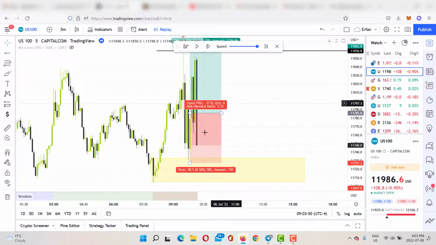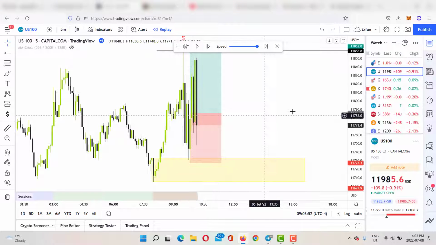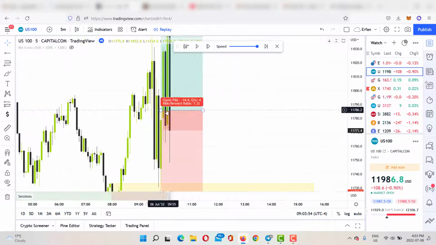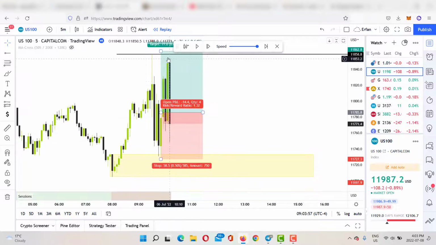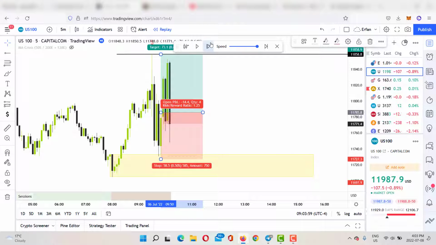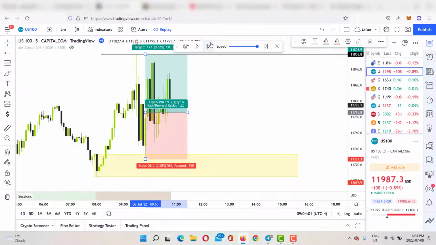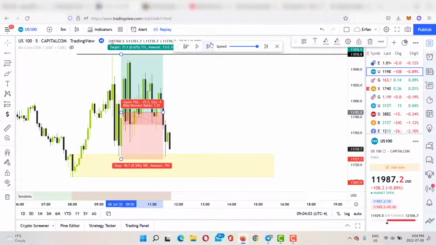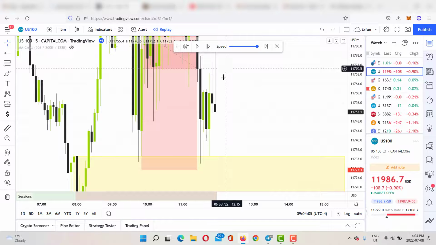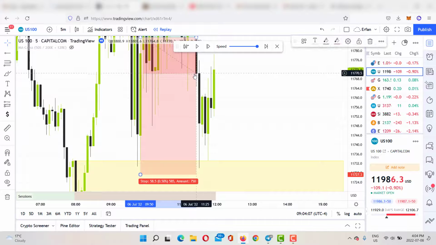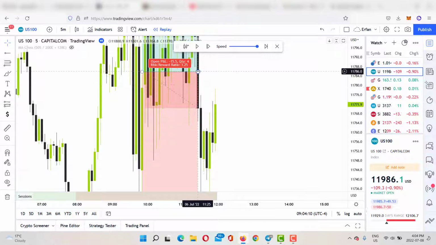So let's see what happens. Boom, see, literally the candle after that triggered my buy stop, and it was so close to my TP, but it didn't actually tap into my TP. Let's see what happens. See, I was so close to getting stopped out, but I didn't get stopped out. Let me show you why.